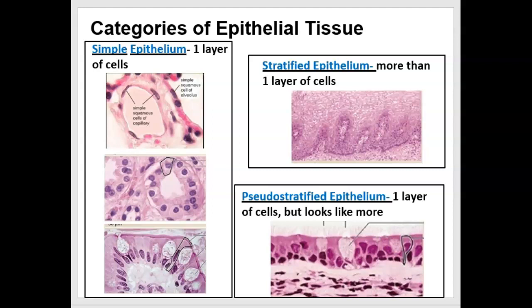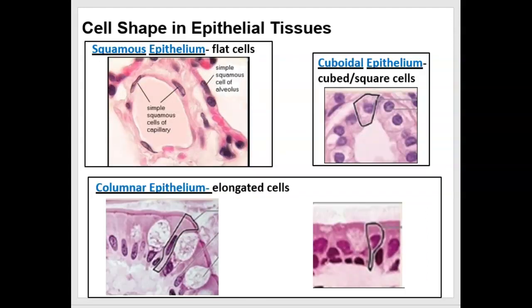We also categorize epithelial tissue based on the shape of the cells. So when the cells are flat, as in capillaries and the lung, we call those cells squamous. Sometimes the cells are elongated, like in the small intestine, and we even call the ones in the trachea elongated, and so they get the name columnar. When a cell is cubed, or it looks sort of like a square, sometimes they look like circles or ovals more, but those cells are called cuboid, so we call it cuboidal epithelium.